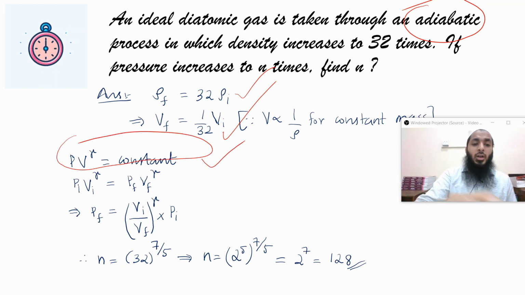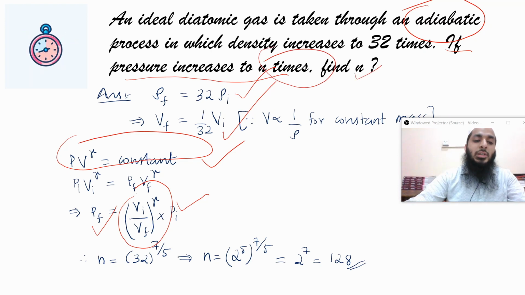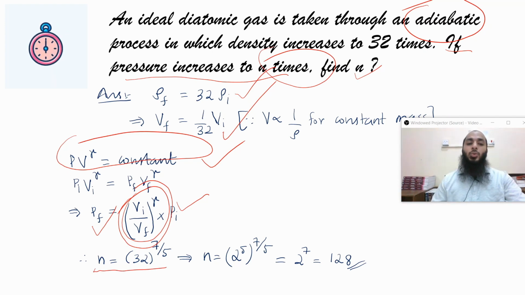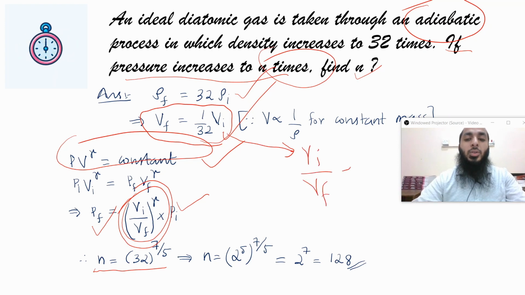So you can write P initial V initial raised to gamma is equal to P final V final raised to gamma. I can rearrange. So final pressure is equal to this term into Pi. But they said the final pressure increases to n times, find n. So this term itself is n. That's why I've written n is equal to (Vi by Vf) whole raised to gamma. But what is Vi by Vf? From this, if I rearrange, Vi divided by Vf is equal to 32. So that 32 has been substituted here.